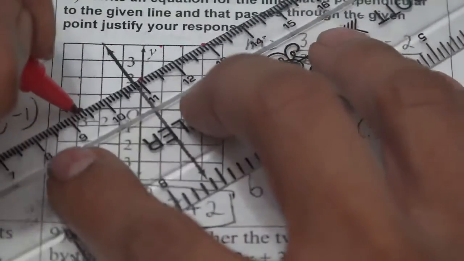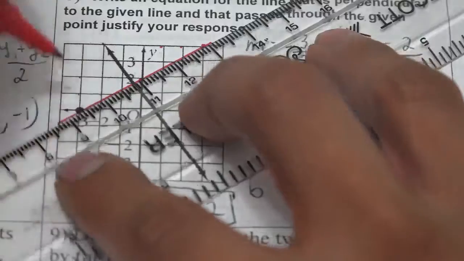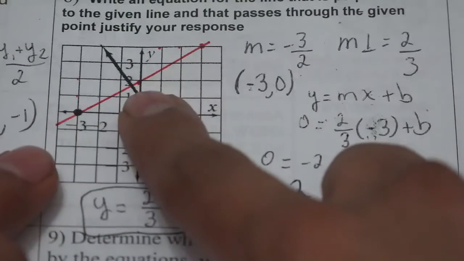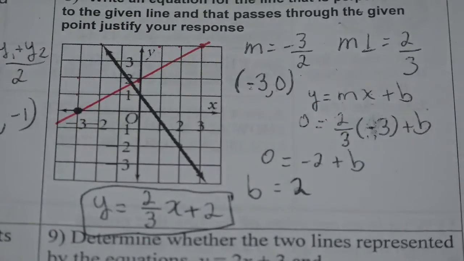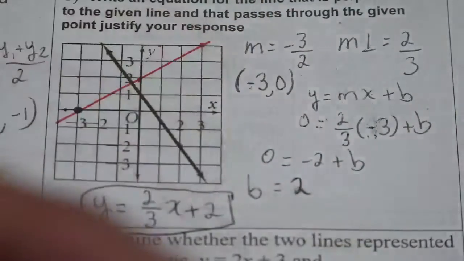Look, once you trace the line, you figure out what the y-intercept is automatically. Yeah, y-intercept is 2. And these two lines are perpendicular. So whichever way you want to do it, it doesn't matter. Okay.